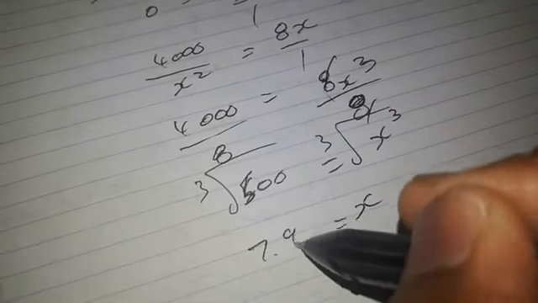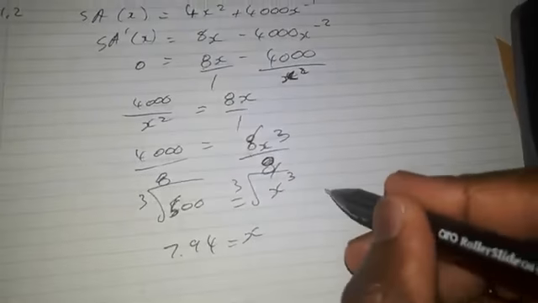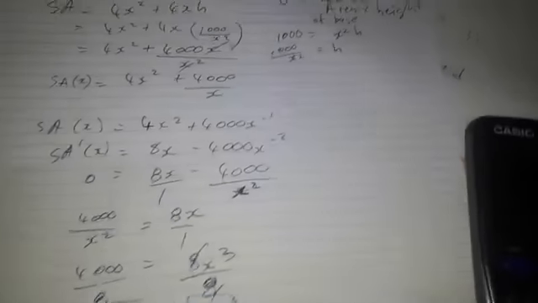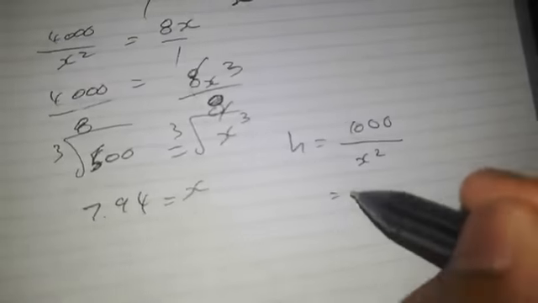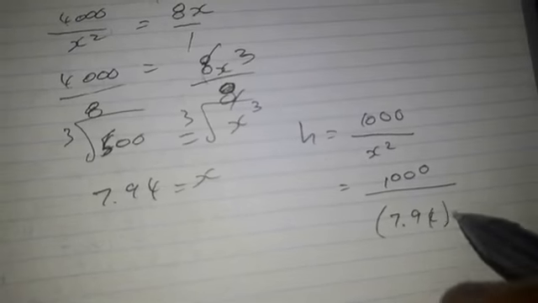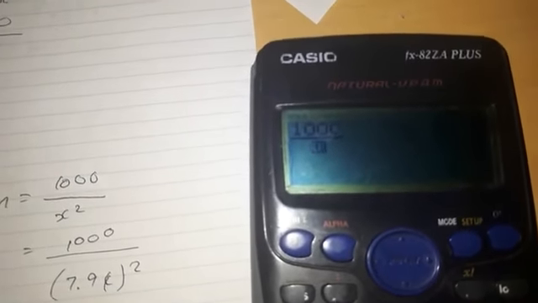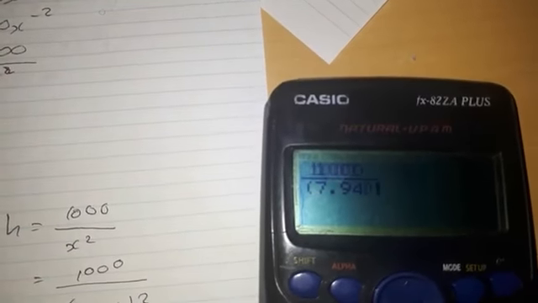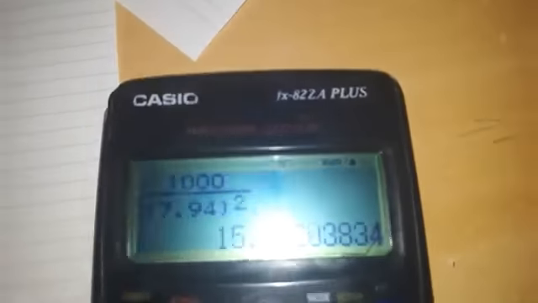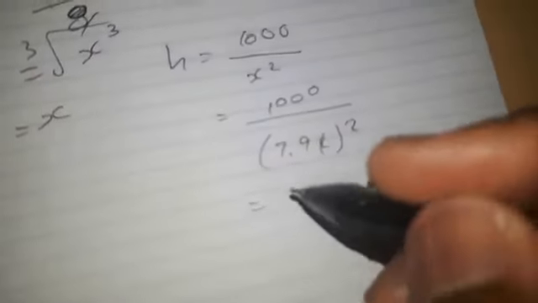So here x is 7.94, and luckily we have an expression for h already. So you can say here h is equal to 1000 over x squared, which is 1000 over 7.94, the whole thing squared. Okay, 15.86. 15.86 is our final answer. So those are our dimensions.